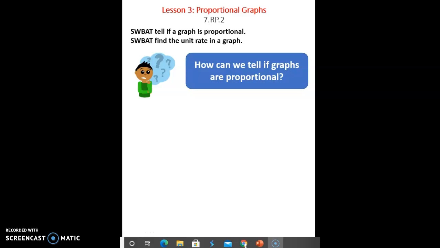Unit 2, Lesson 3, Proportional Graphs. For today's lesson, you'll be able to tell if the graph is proportional and to find the unit rate in a graph. How can we tell if graphs are proportional?